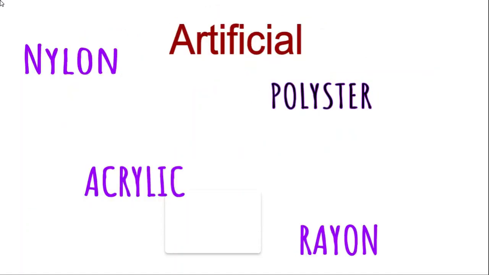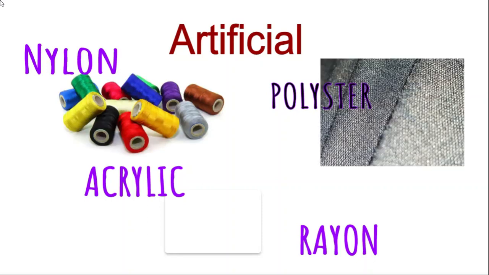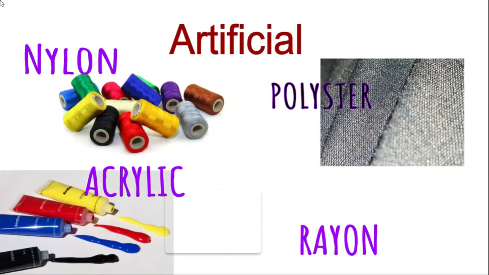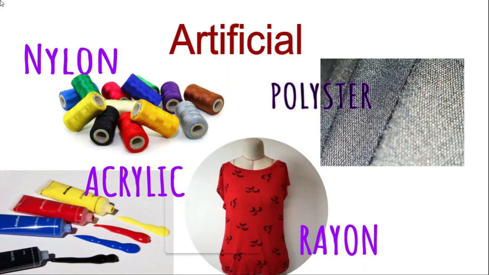And what are the synthetic sources? Artificial sources of textiles are nylon, polyester, acrylic and rayon. Using these artificial and natural sources, we get the best products of textiles.